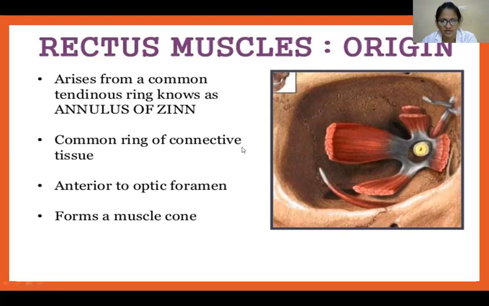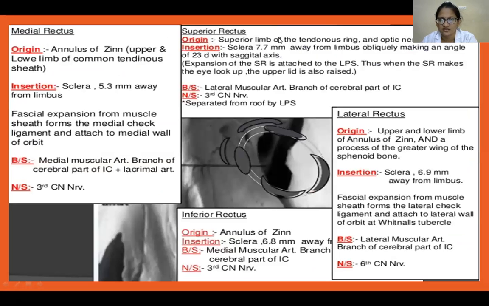This is a common ring of connective tissue anterior to the optic foramen. It lies anterior to the optic foramen and forms a muscle cone. See, these are the attachments. This is the common tendinous ring, and these are the superior rectus, inferior rectus, medial rectus, and lateral rectus.